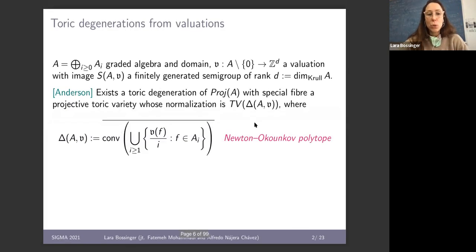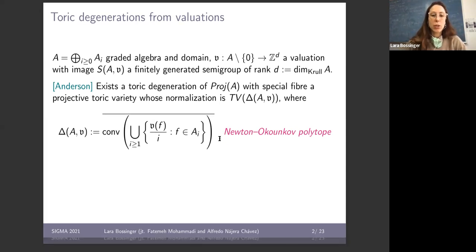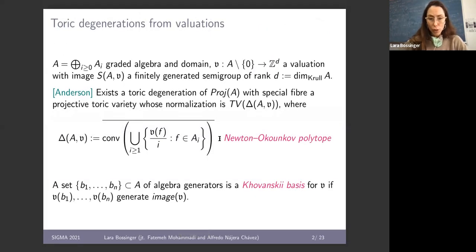In this case, as many of you know, we can construct the toric degeneration of the projective spectrum of A, whose special fiber is a projective toric variety, and the normalization of this not necessarily normal toric variety is defined by the Newton-Okounkov polytope. So that's how we get toric degenerations from valuations, roughly.